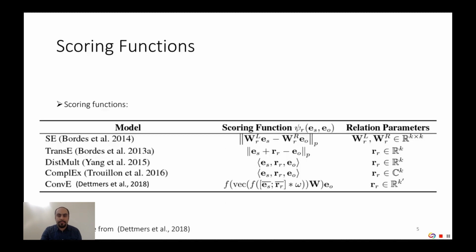In the past few years, many scoring functions have been introduced, but for this work, we mainly focus on two of them, which are DistMult and ConvE. DistMult because of its simplicity and popularity, and ConvE because of the fact that it has a set of state-of-the-art results on our datasets.